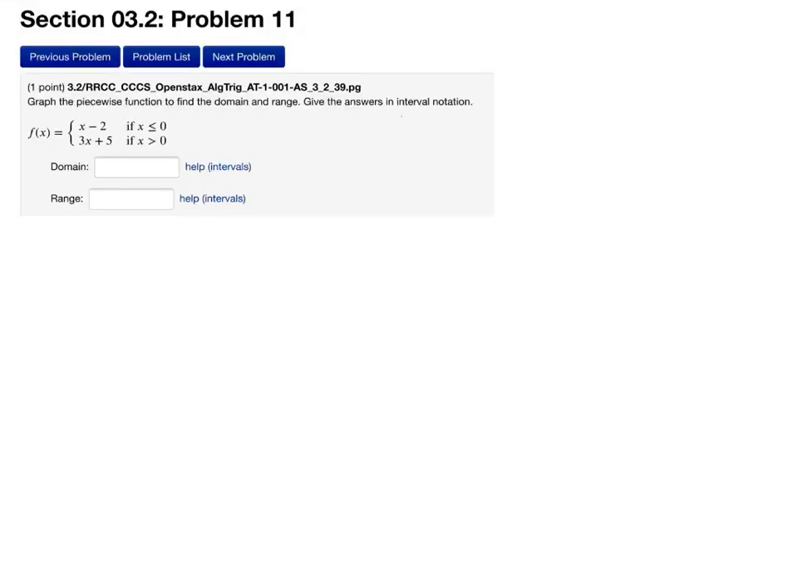I've gotten a couple questions about two of the homework problems, so I figured I would make a video and try to answer. The first one is section 3.2, number 11. It says to graph the piecewise function to find the domain and range. Give the answers in interval notation. So let's go ahead and graph this.